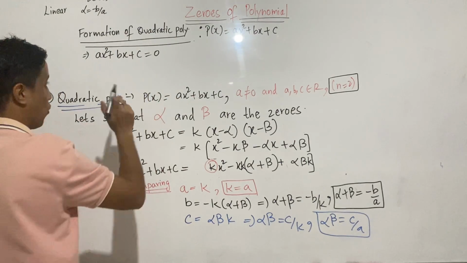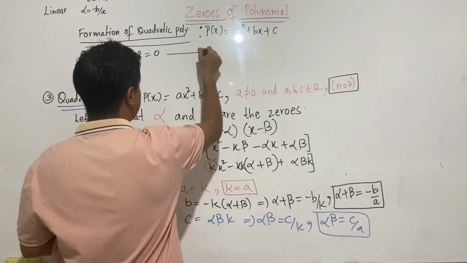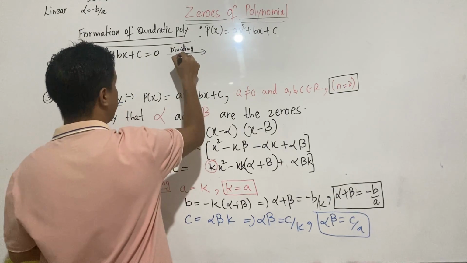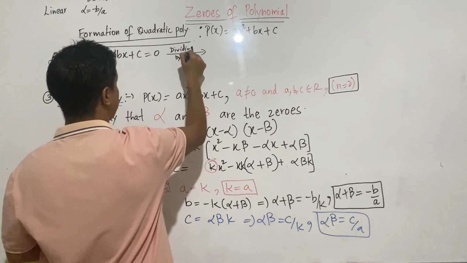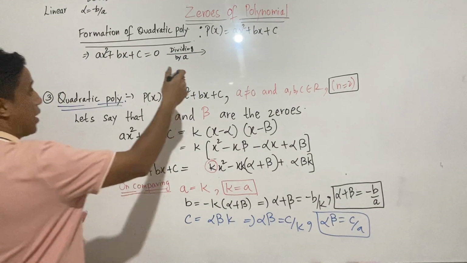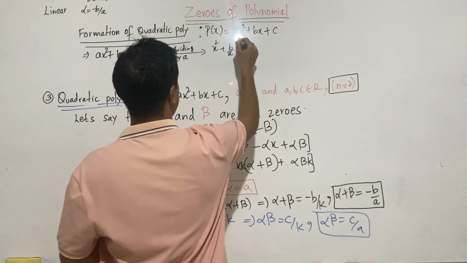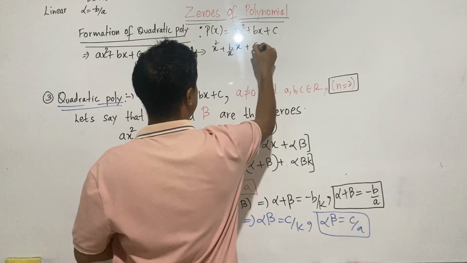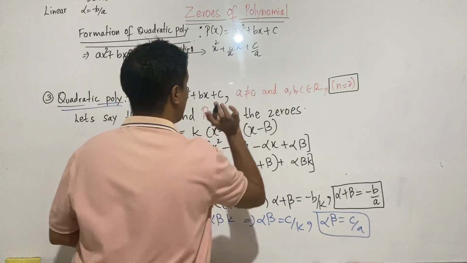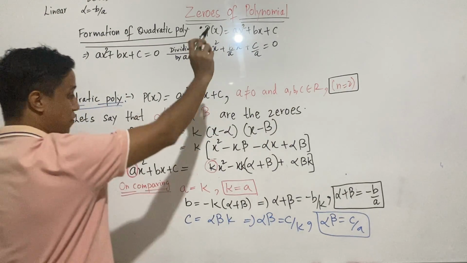Now what I will do here, I'm dividing by a. I'm going to divide this whole expression by a, so it will be x square plus b by a x plus c by a, equal to 0, right?